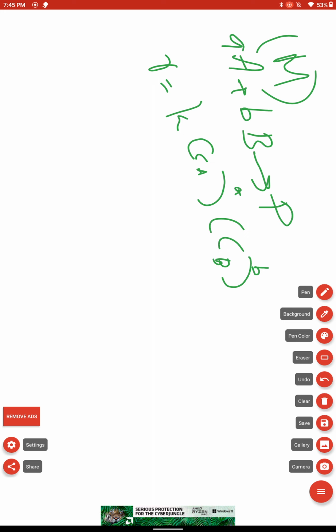Here Ca and Cb are concentrations of A and B. At that instant, K is the rate constant. So we can define in terms of the law of mass action that the rate at which a substance reacts is directly proportional to its active mass, whatever concentration you are taking.